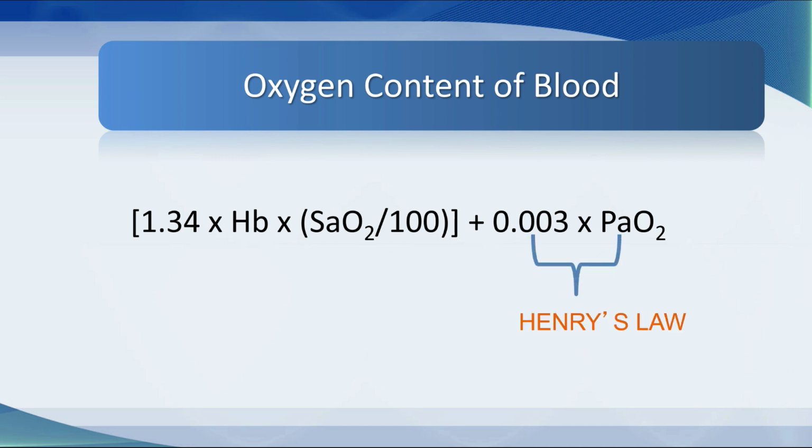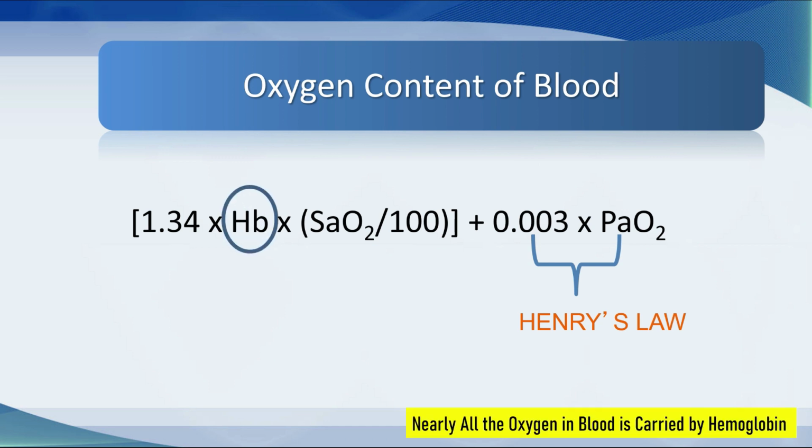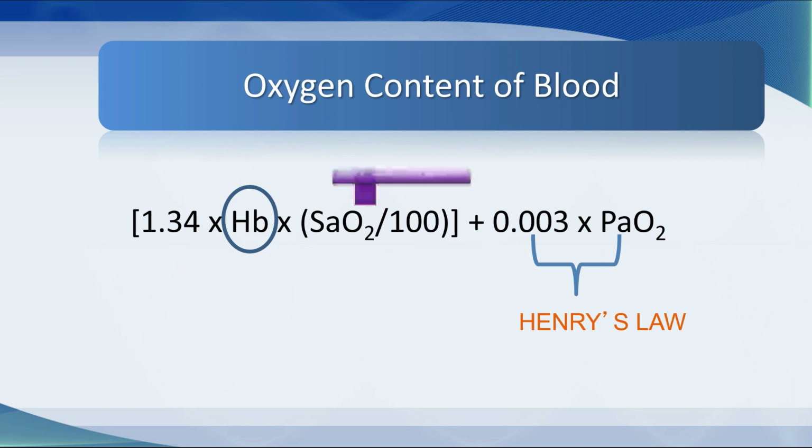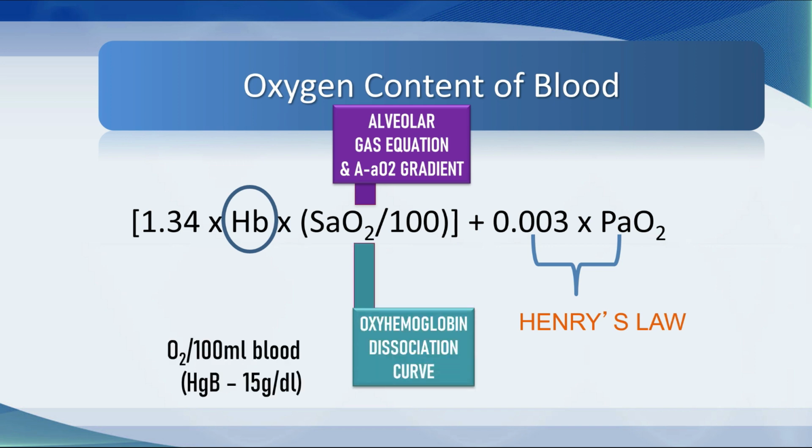The latter really relies on Henry's law, and under normal atmospheric conditions it's not particularly important, but under hyperbaric conditions in a hyperbaric chamber, yeah, it's important. The big player here though is the hemoglobin. Nearly all the oxygen in blood is carried by hemoglobin. The saturation divided by 100 is determined really by two things: the alveolar gas equation and the alveolar to arterial oxygen gradient, and the oxyhemoglobin dissociation curve.